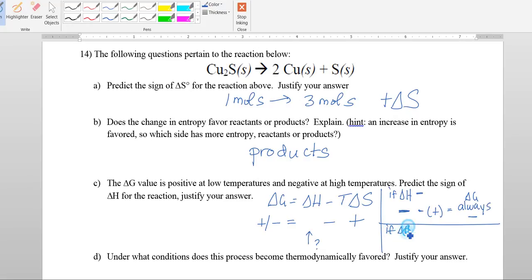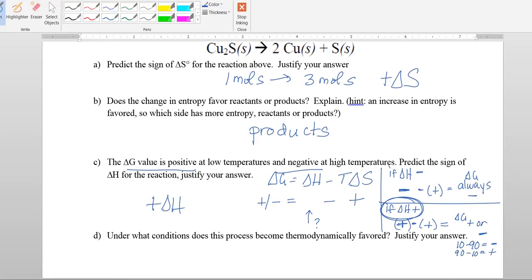If delta H is positive, you'd have a positive number minus another positive number. So delta G could sometimes be positive or negative depending on how big these numbers were, right? So like if it was 10 minus 90, then you'd end up with a negative number. If it was 90 minus 10, you'd end up with a positive number. So this scenario tells us delta G is sometimes positive, sometimes negative. So that means that it must be scenario 2 here. You must have a positive delta H for this reaction.